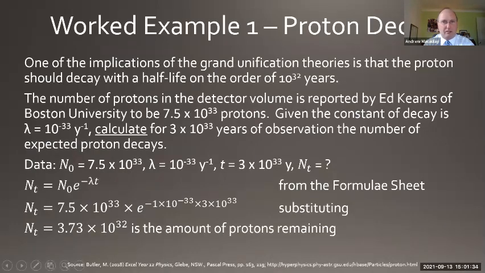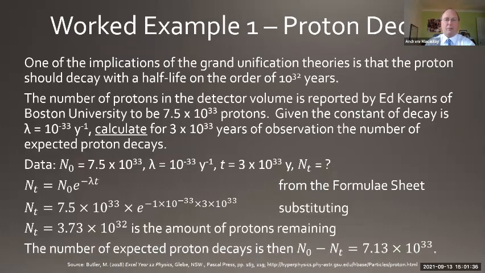So there's worked example 1. The number of expected proton decays is N0, the initial amount, minus NT, which is 7.13 times 10 to the 33.